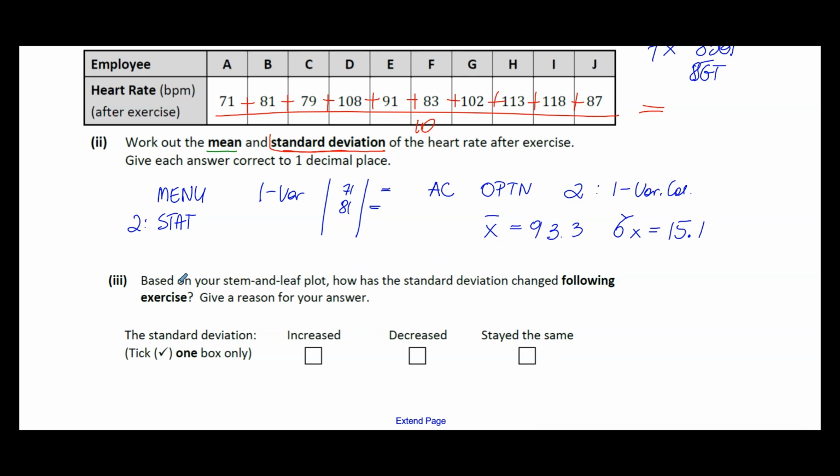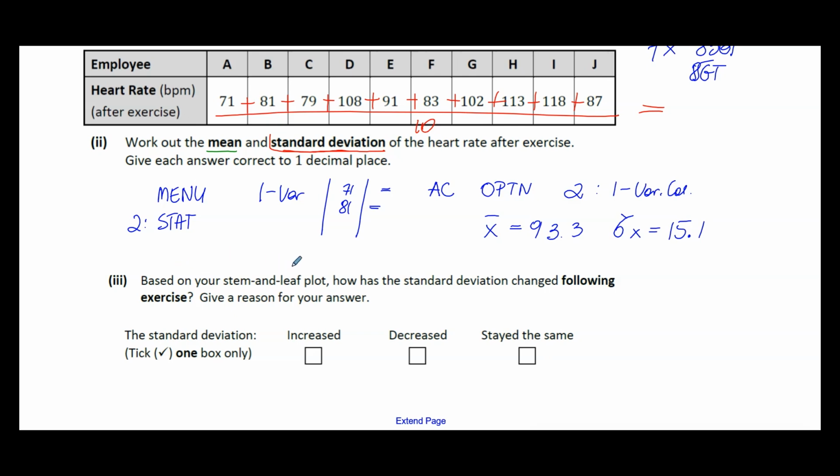Okay, and then the next part: based on your stem and leaf plot, how has the standard deviation changed following exercise? Give a reason for your answer. Now, this part of the question is really tough. So let's say you are in the exam and you are reading this part and you are saying, God, I don't know what they are asking me. So let's see what we can figure out.